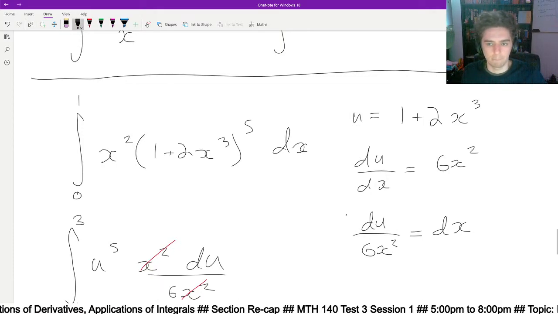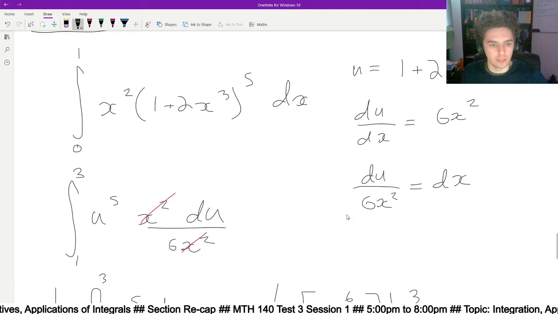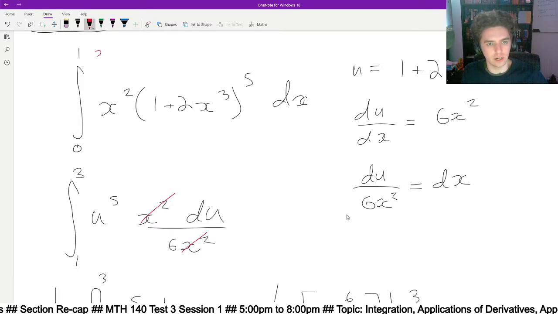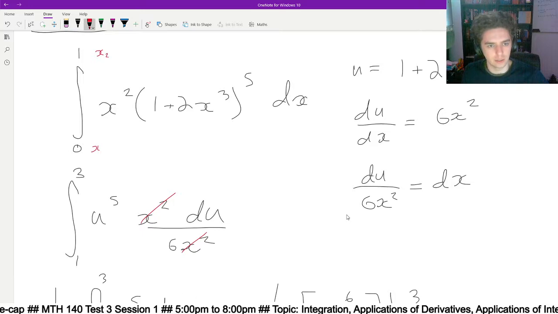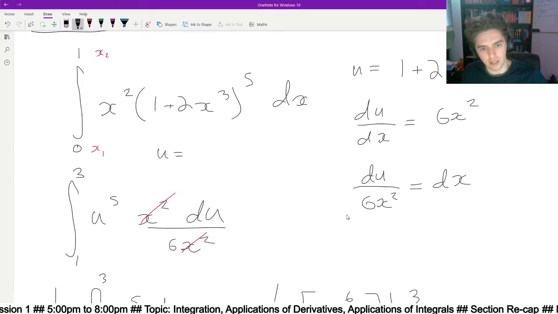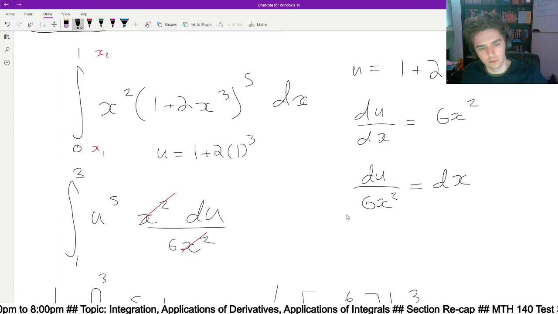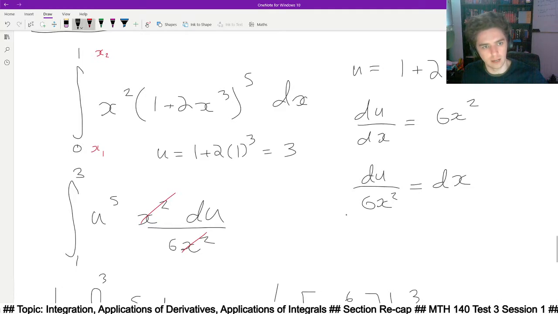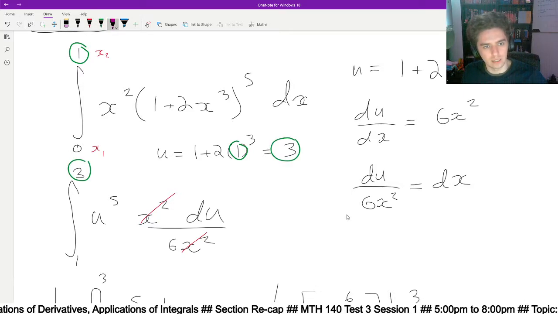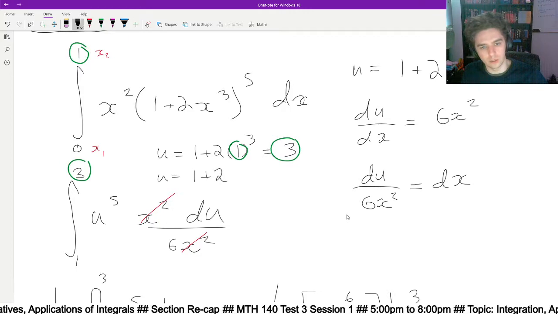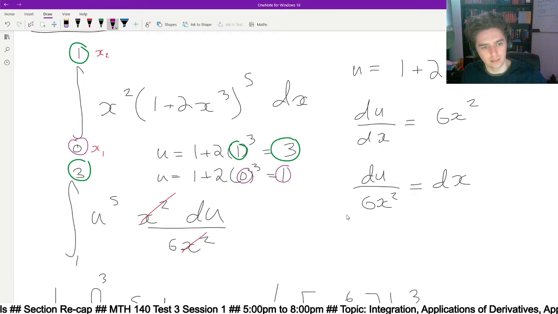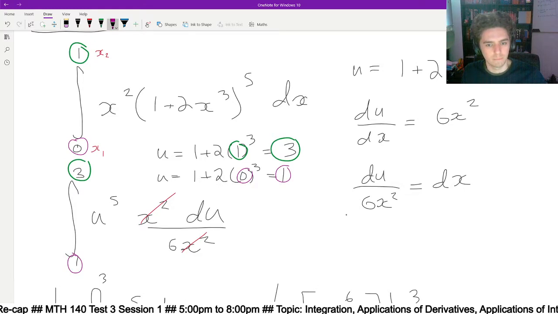Wait, I forget. Where'd you get 3 again? I know you had to change it somewhere. Oh, this 3 here? Yeah. So I'm just taking each of these limits. This is our original x value, so I'll call this x2 and x1. The new x2 and x1 come from evaluating u at that x value. For the first one, that's equal to 3, so I evaluated this here, and that goes there. Similarly, u equals 1 plus 2 times 0 cubed, which is 1, and that went there. Okay, yeah, that makes sense. Thank you.